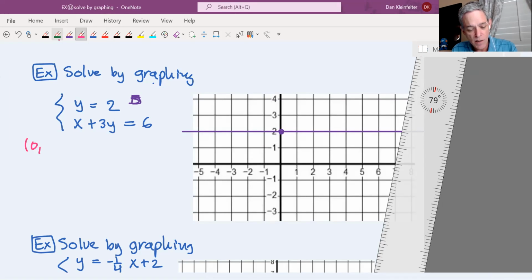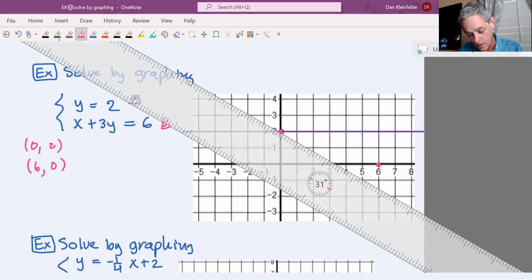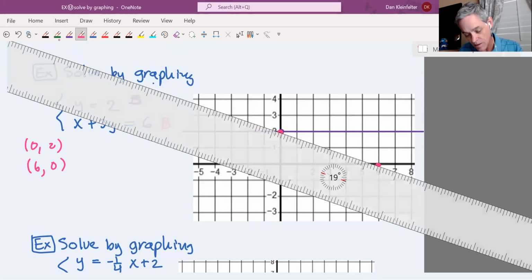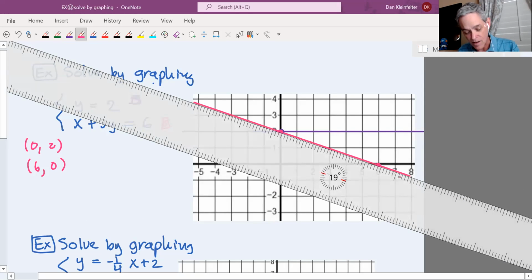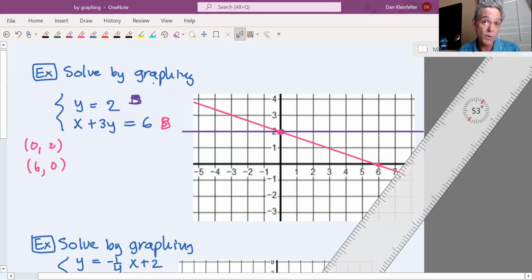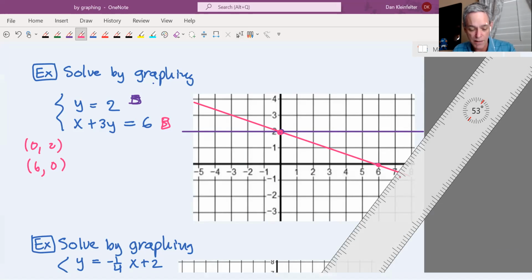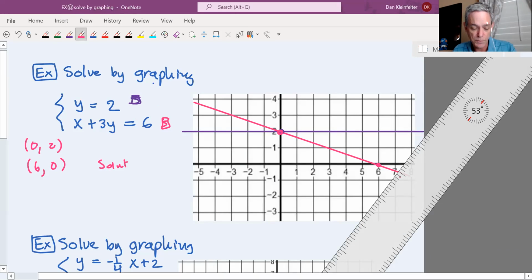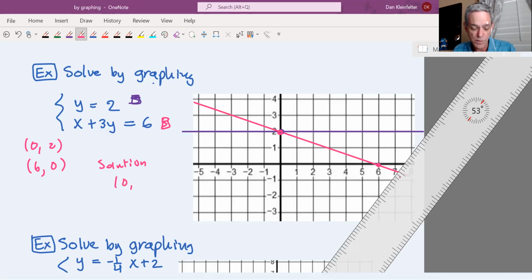When x is 0, y will be 2. When y is 0, x will be 6. So 0, 2. I guess that's our solution, isn't it? And then 6, 0. All right. This one, it just so happens that the point of intersection of the two lines was the y-intercept of our pink line. So the solution looks like it's 0, 2.